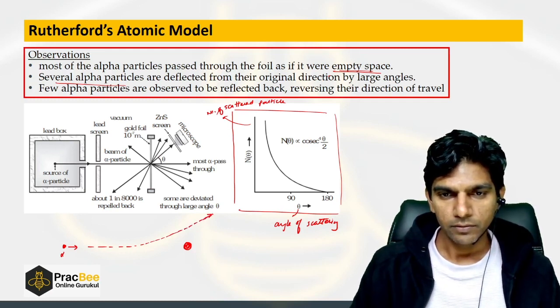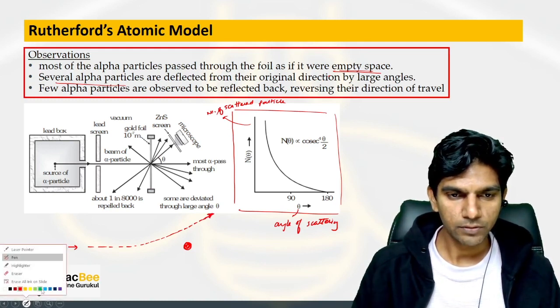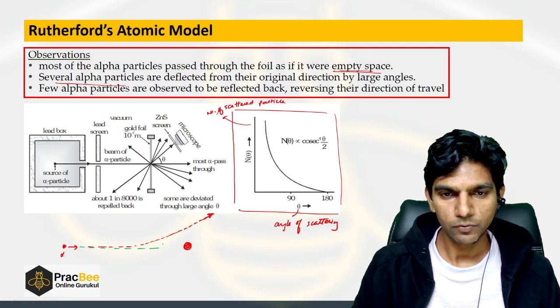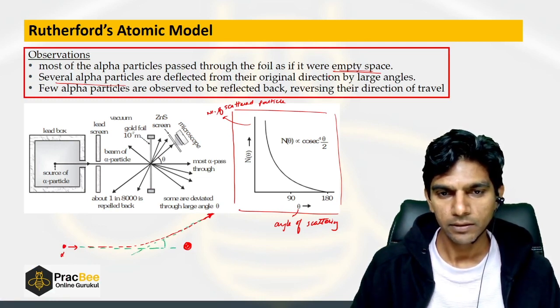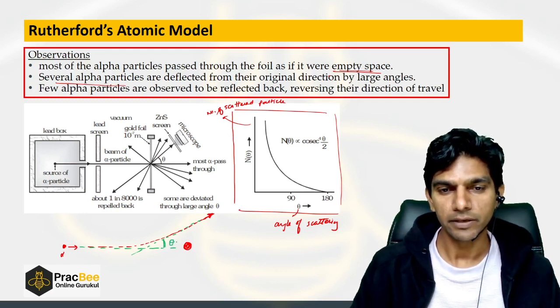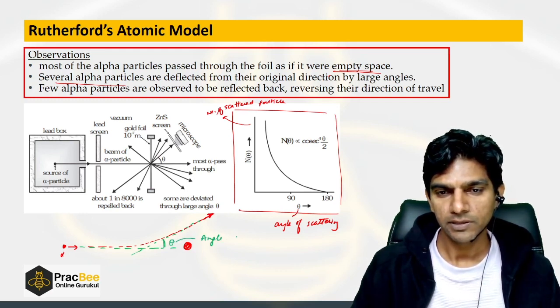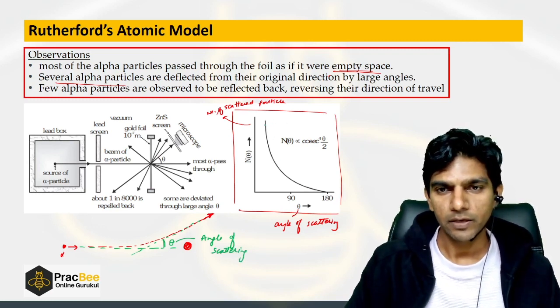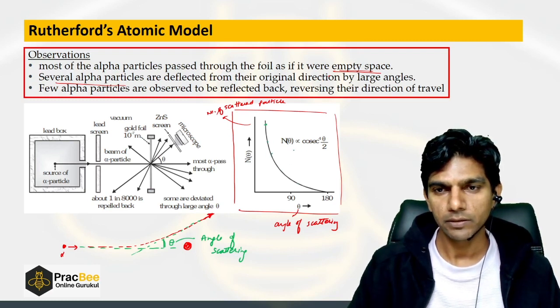So this is the velocity after scattering. So what is the deflection produced in the alpha particle? We can find the deflection produced. This angle is known as the angle of scattering. If we plot this graph, experimentally it comes out to be proportional.